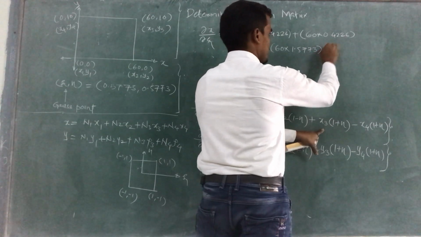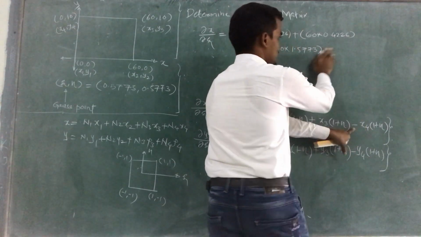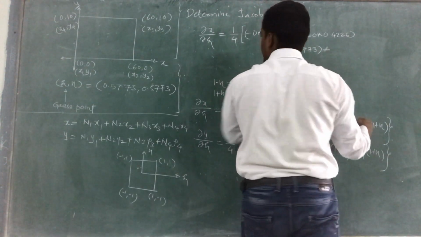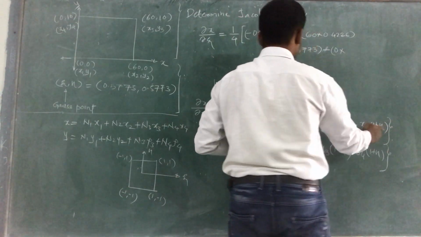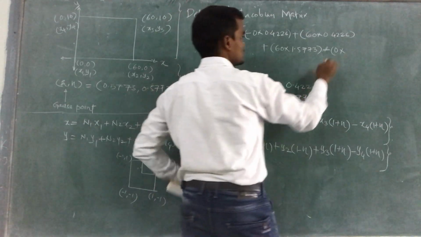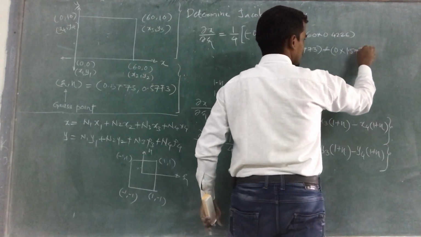7 plus, okay, here minus. So minus x4 is what? x4 is equal to 0. 0 into 1 plus eta, 1.577.